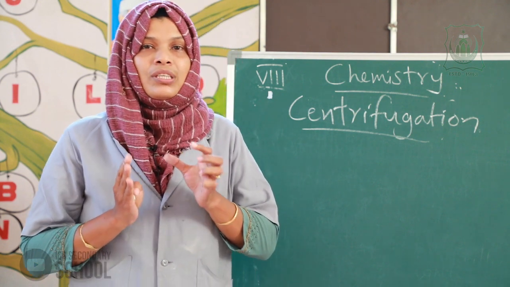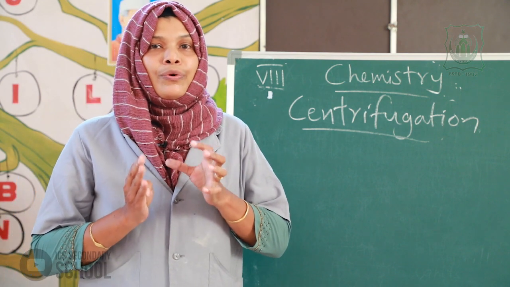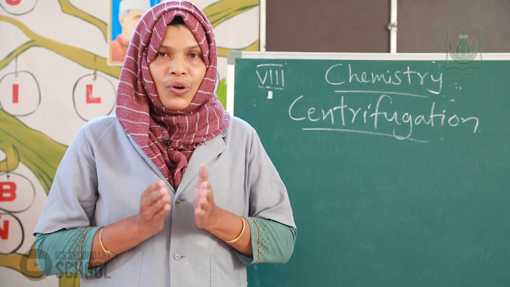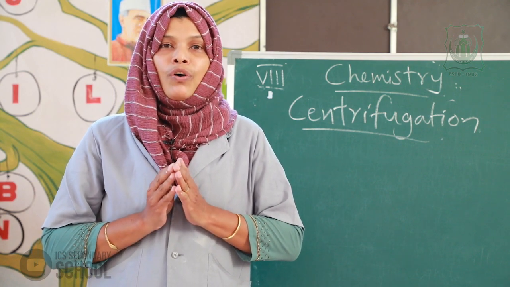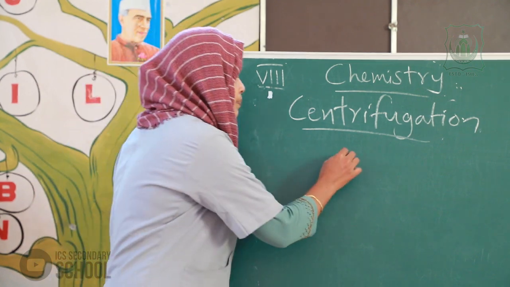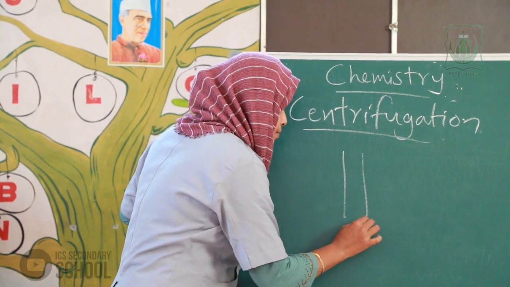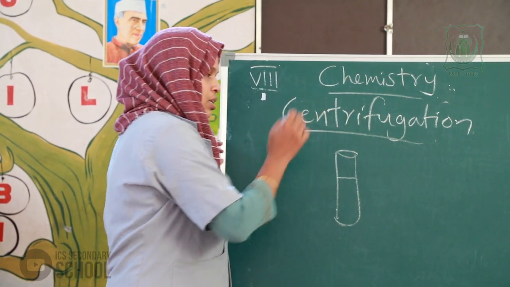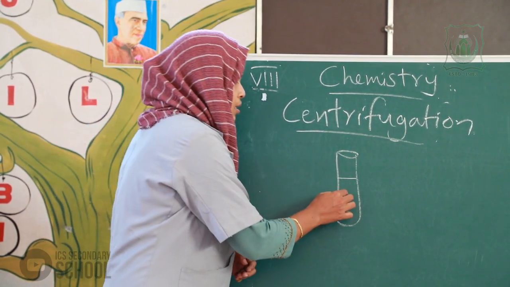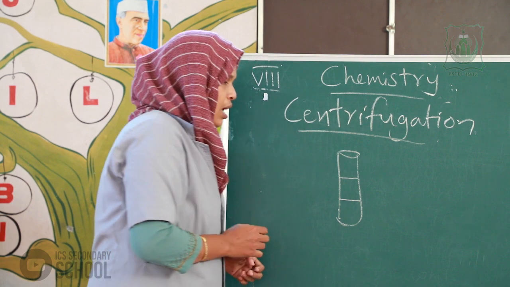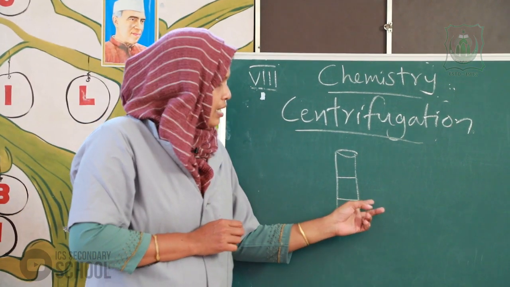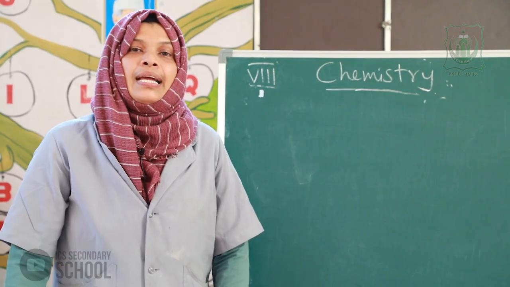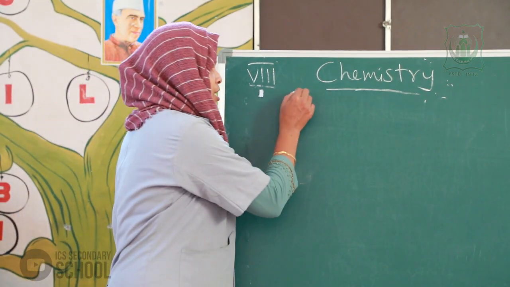Then put it into a centrifuge instrument and rotate it. After rotation, lower mass can be separated. When we take the liquid mixture in this test tube, higher mass we can separate at the center. And the next method is centrifugation.